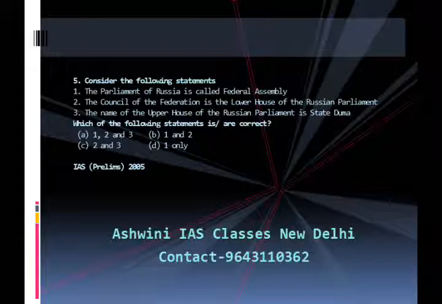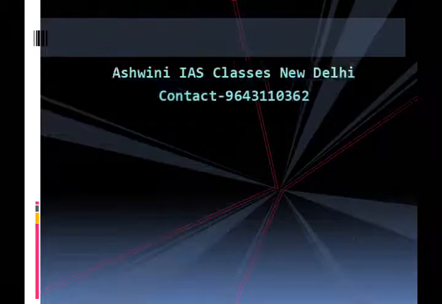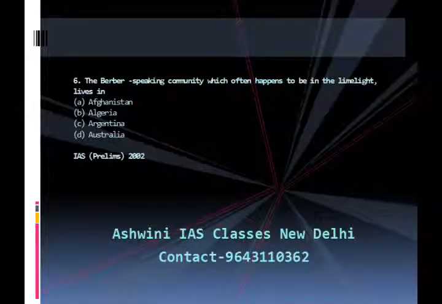The answer is D, that is 1 only. That is, the Parliament of Russia is called Federal Assembly. Now I will give some explanation to it. Parliament of Russia is called Federal Assembly. The lower house of the Russian Parliament is known as Duma, while upper house is called the Council of the Federation. Therefore, in the given statement, only statement 1 is correct. Then we move on to the sixth question, which has appeared in the year 2002.